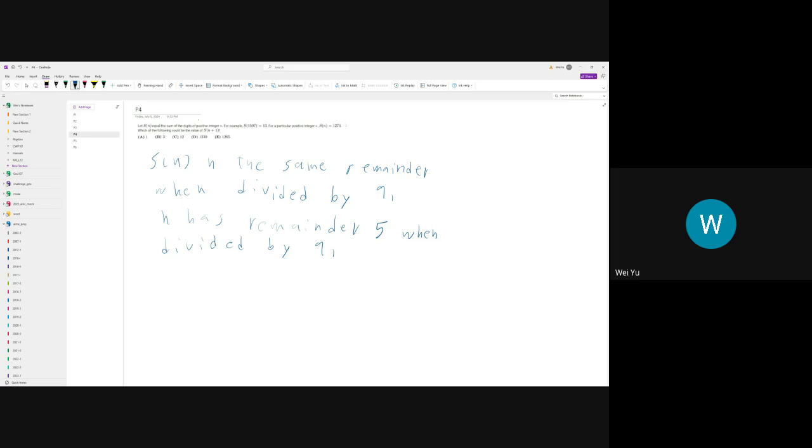Well, that means that n plus 1 has remainder 6. So S(n+1) must also have remainder 6. 1 has remainder 1, 3 has remainder 3, 12 has remainder 3, and 1265 has remainder 5, so none of those work. The only remaining option is 1239, and we can see it has remainder 6. So let's move on to problem 5.